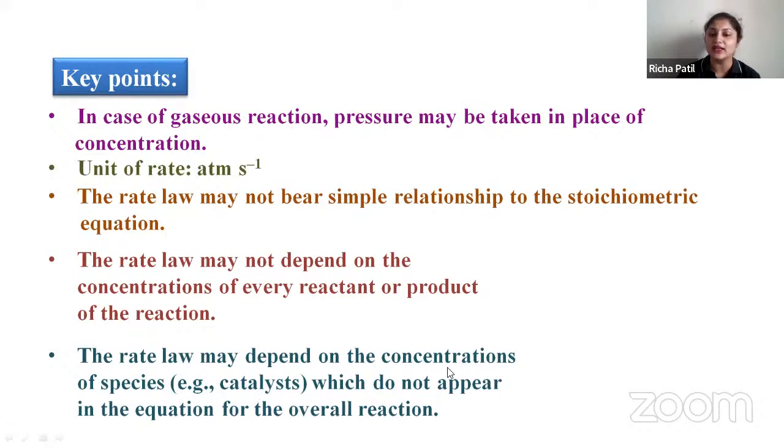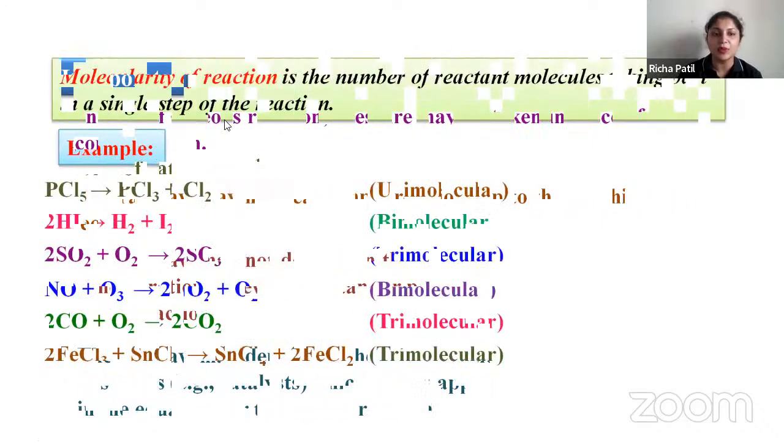The rate law may depend on the concentration of species, for example, a catalyst. What is the use of a catalyst? It is used to enhance the rate of the reaction, and it does not appear in the equation for the overall reaction. So the rate law may sometimes depend on the catalyst also. These catalysts will just enhance the reaction, they will not alter any reactions. Okay, so these are certain key points to remember.